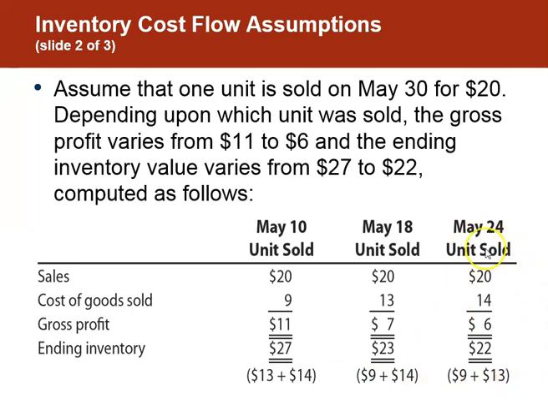Over here we would have an example of LIFO. $20 is still our sales price. Cost of goods sold is $14. Why? Because I'm expensing the newest item. So my gross profit is less, and my ending inventory is also going to be less because I have the most recent purchase and the second purchase there.